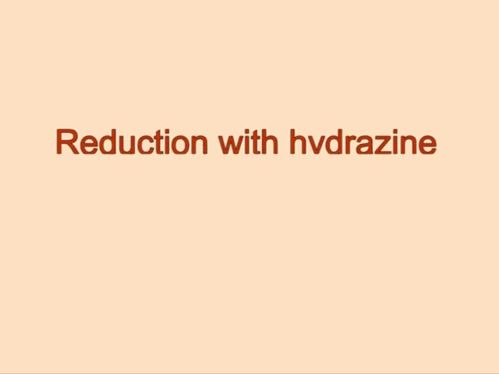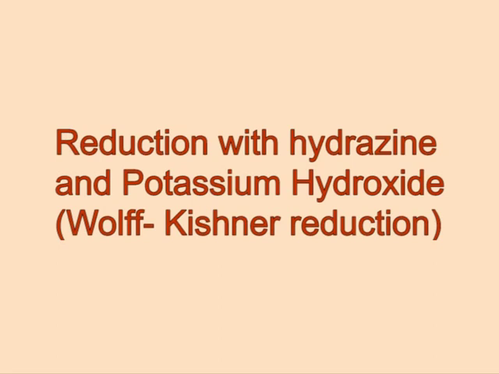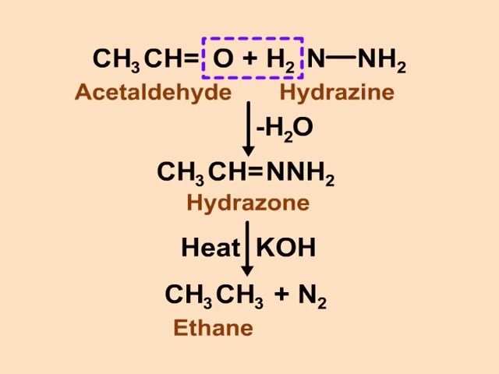Reduction with hydrazine and potassium hydroxide, that is Wolff-Kishner reduction. The reduction is carried out in the presence of a high boiling point solvent such as ethylene glycol. For example, acetaldehyde reacts with hydrazine, forms hydrazone, and a water molecule is lost. The hydrazone formed is heated with potassium hydroxide to give ethane and a nitrogen molecule.